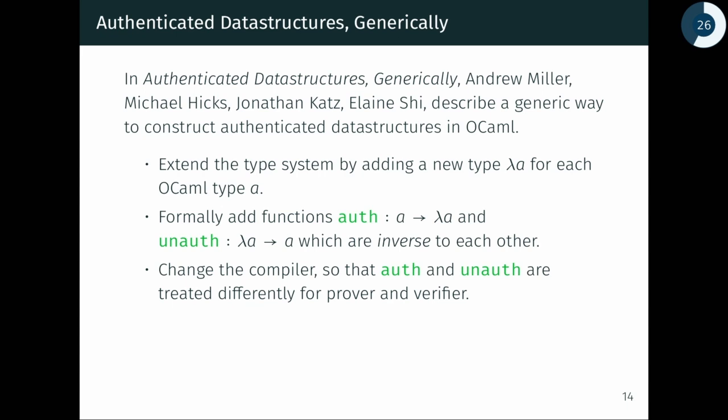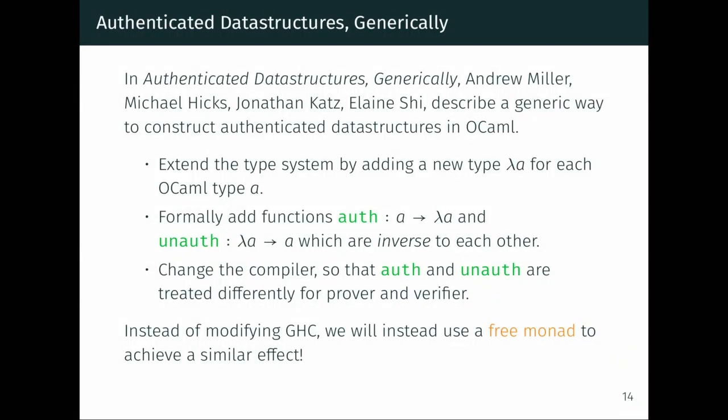And then they change the compiler, as I said. So they get two versions of the compiler. And then the idea is, using these new types and the functions auth and unauth, you define your data type once. You write your function once. And then you use the two new compiler versions. The one version gives you code that is the verifier code, and the other version gives you the prover code. By construction, they fit together, and by construction, they have this security guarantee that the prover can only cheat you if he finds a hash collision.